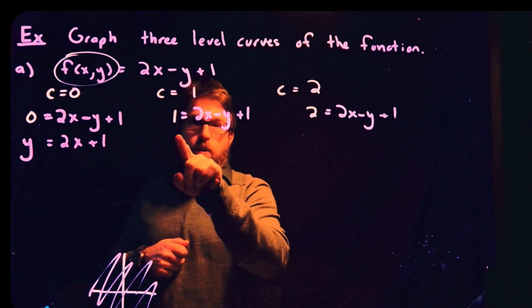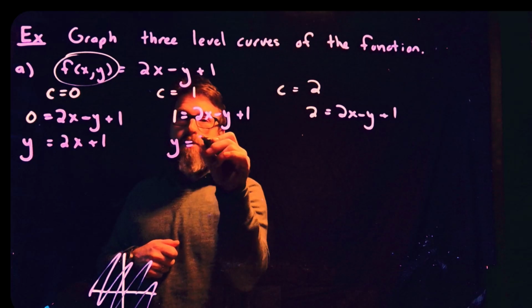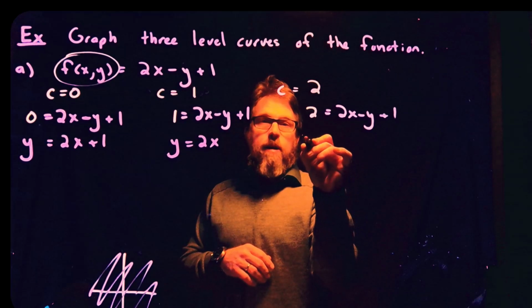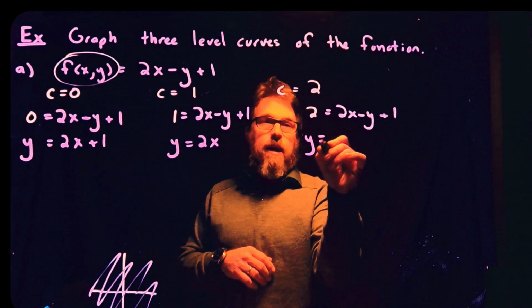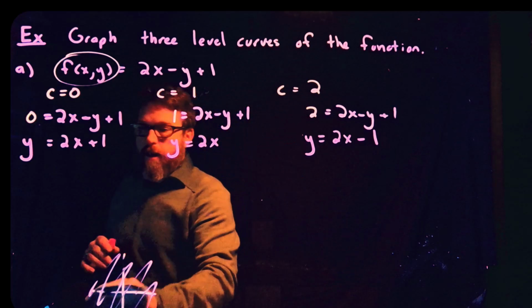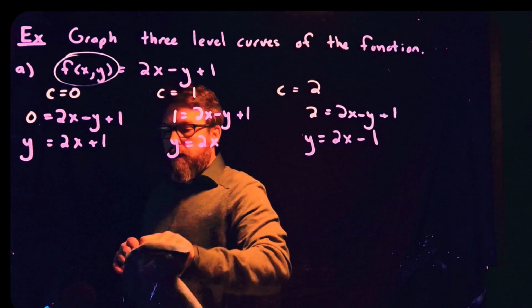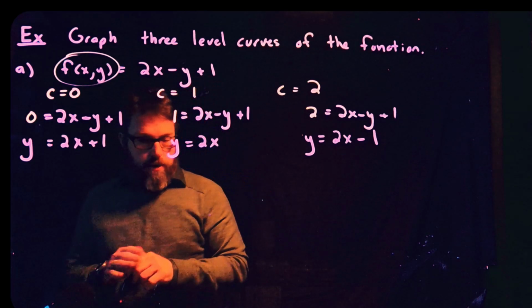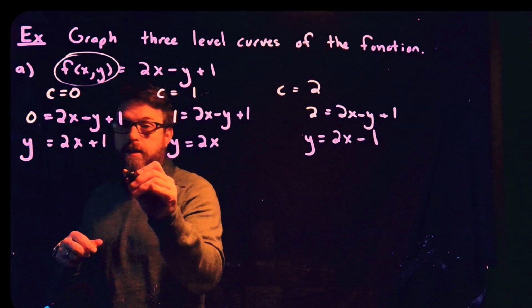Similarly, I can send the y over and the 1 over, so I'm going to have y is equal to just 2x. And over here, adding y to both sides and then subtracting 2 from both sides, we're going to have 2x minus 1. So when I want to look at the level curves of this thing, we can see that the level curves of this function are nothing more than lines.